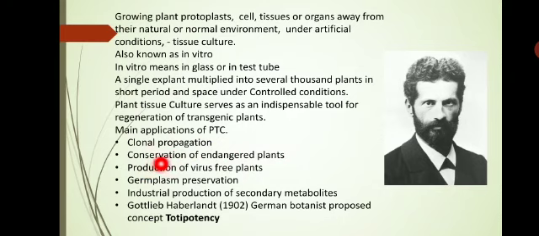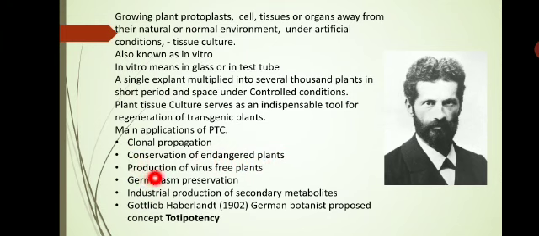The next one is conservation of endangered plants. What is the meaning of endangered plants? Plants that are extinct or nearly extinct are called endangered plants, and they can be easily conserved. For example, one of the god trees, Vilvam, also comes under endangered, but nowadays it is available in our nurseries. That is conservation of endangered plants.